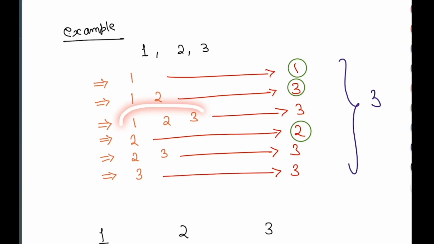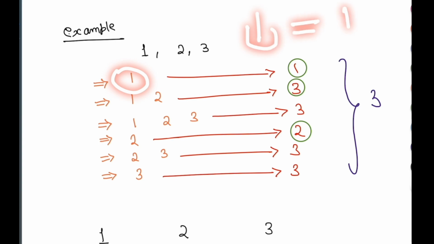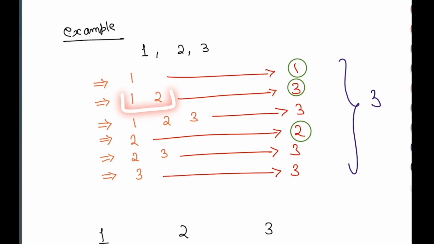For example, for the subarray [1, 2, 3], the bitwise OR is going to be 1 bitwise OR 2 bitwise OR 3. This is equal to 3. Talking about the subarray [1], it just has one element and the bitwise OR is equal to the element itself. Talking about the subarray [1, 2], it has two elements, so we take the bitwise OR of 1 and 2, and this will be equal to 3.